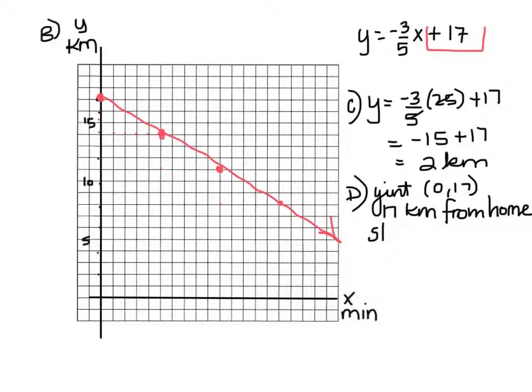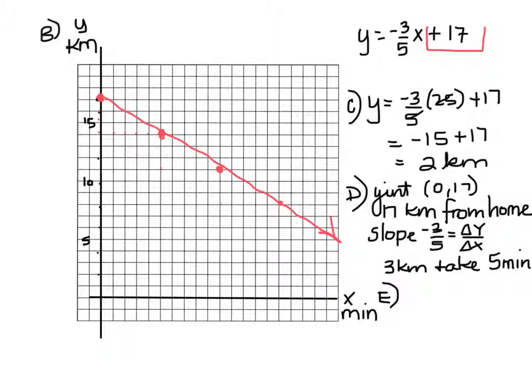The slope, which is -3/5, means for every y over the x. Don't forget this is delta y over delta x. For every 3 kilometers takes 5 minutes.